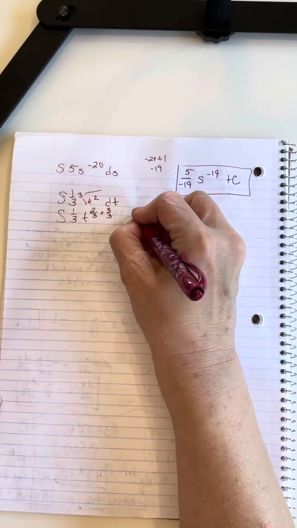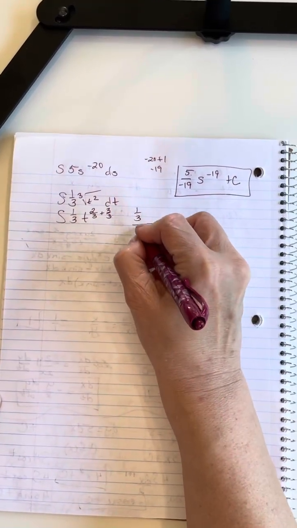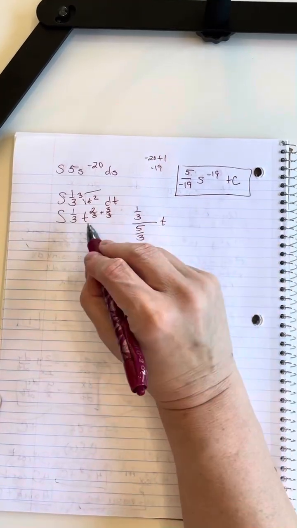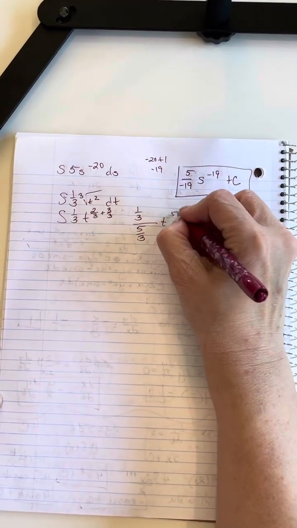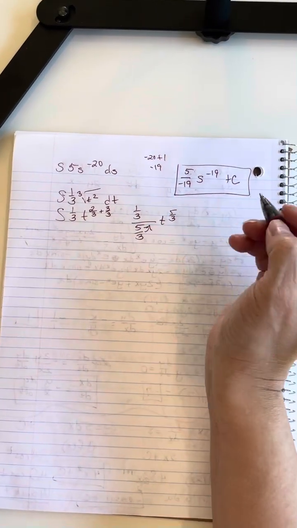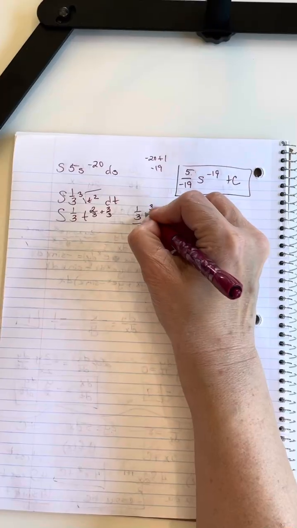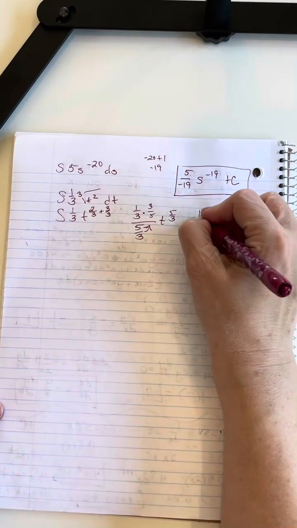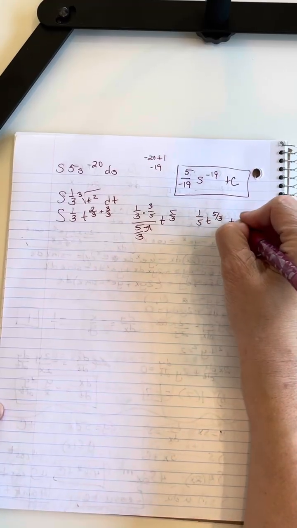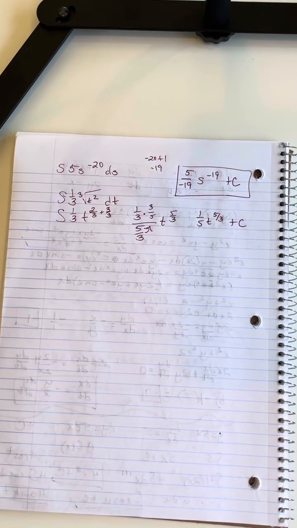Now I have this 1/3 here that's going to be divided by that 5/3, and then that t, go ahead and add those together, 5/3. All right, so this needs to be fixed. This one is flipped and multiplied, so 3/5 gets multiplied up here. The 3's are going to cancel, so I have 1/5 t to the 5/3, and always plus c.